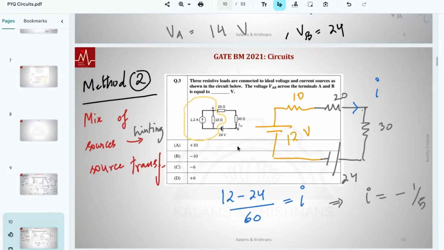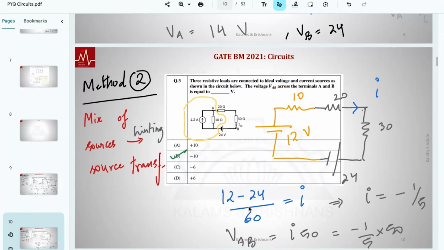Okay, and then from there on, you have the AB equals I times 50. That equals minus 1 by 5 into 50. So your answer is minus 10. Again, be careful about the sign. This is minus 10. Current doesn't flow this way, but it is flowing the other way around.